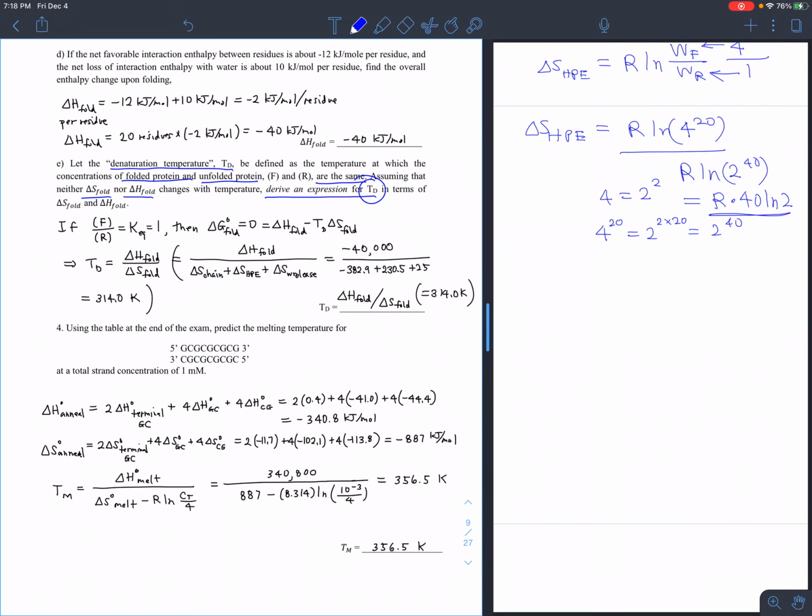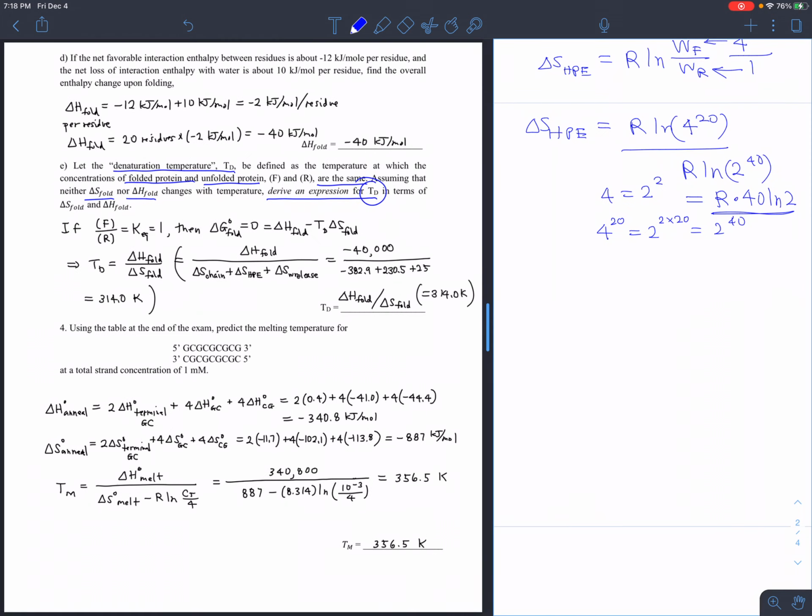So what we want is that, in effect, the delta G favoring folding or unfolding is equal, which means delta G has to be equal to 0. That's delta H of folding minus T delta S of, what did I call it? Delta S of fold, yeah.